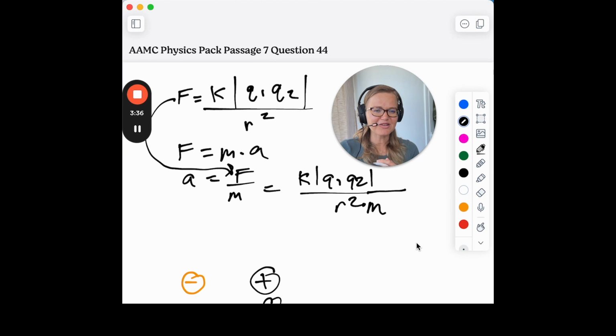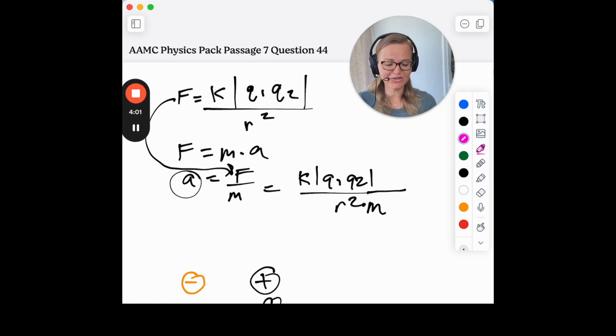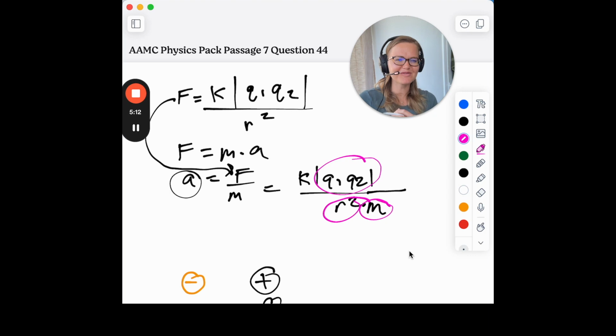So what is this equation telling us? It's telling us that the acceleration of a charged particle is going to depend directly on the magnitude of our charges, because they're in the numerator of our equation, and the acceleration is going to depend inversely on the distance between our charges and the mass of the negatively charged particle. Okay, so that was a quick review of our relevant equations here. Now let's just think about the concept.